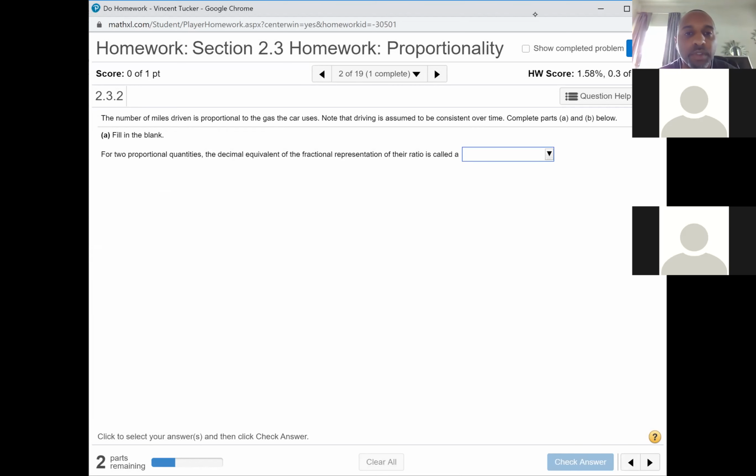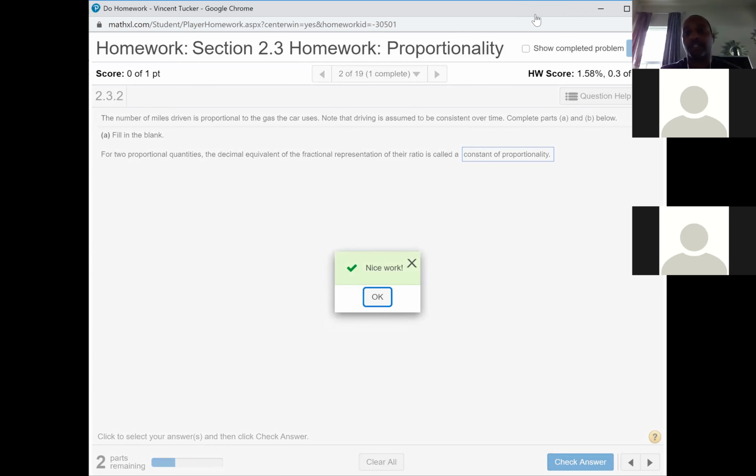Number of miles driven is proportional to the gas the car uses. Note that driving is assumed to be constant over time. So for two proportional quantities, the decimal equivalent of the fractional representation of their ratio, that goes back to K, our constant of proportionality. So that number is going to be constant. It's going to be a fractional representation of their ratio, and it's going to be constant throughout all of the problem. So that's going to be a constant of proportionality.